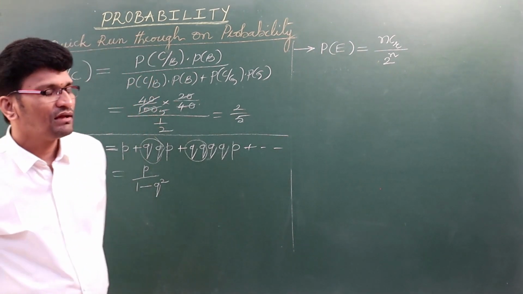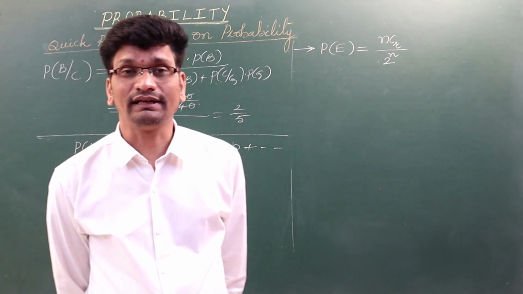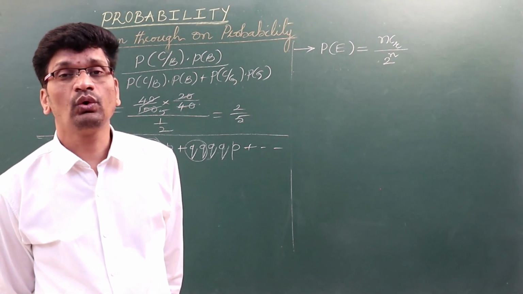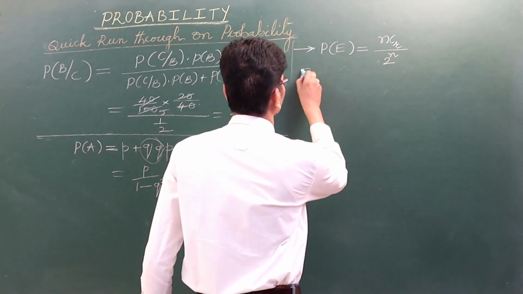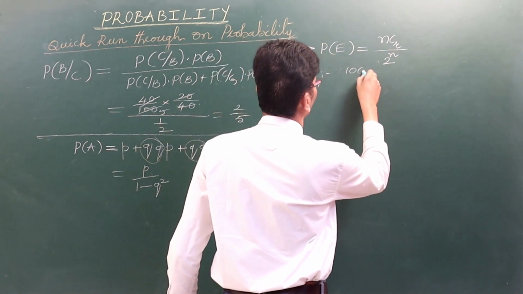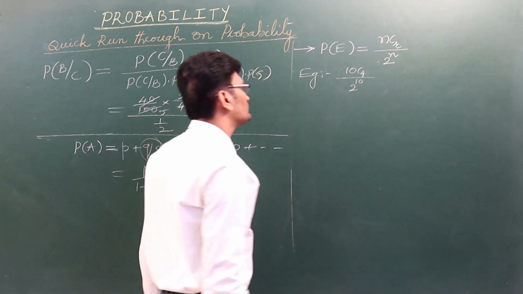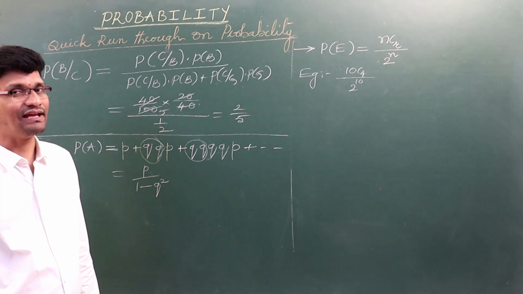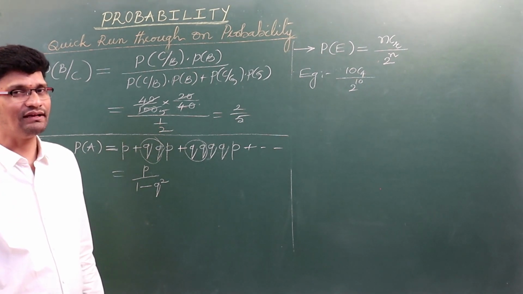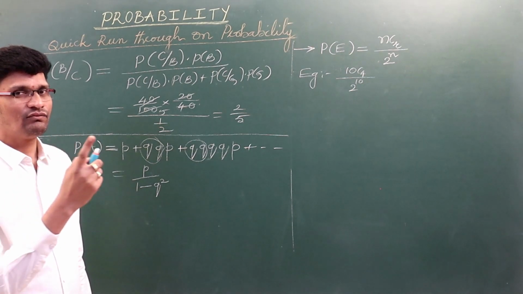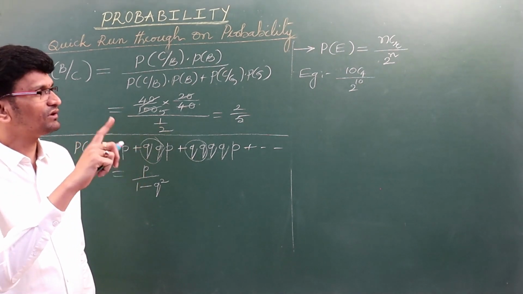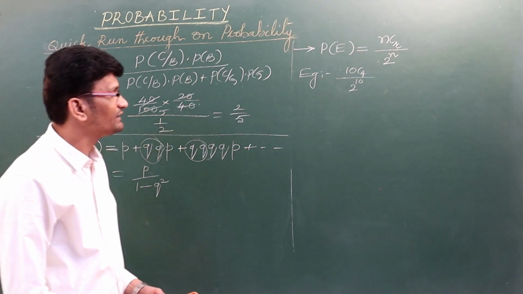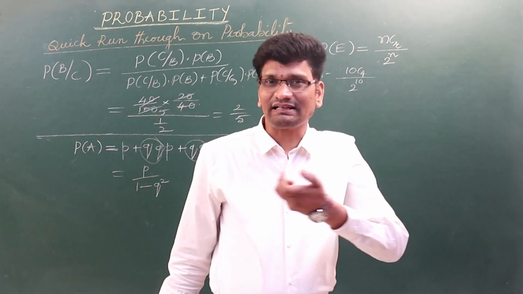Okay. For example, when 10 coins are tossed at a time, what is the probability of getting 4 heads? Then 10C4 by 2 power 10. It's over. 10C4 divided by 2 power 10. The remaining 6 are for tails. 6C6, one way. All our tails can be arranged in one way. Our 4 heads can be arranged in one way. So all the remaining give 1. So 10C4 into 1, 10C4 only.